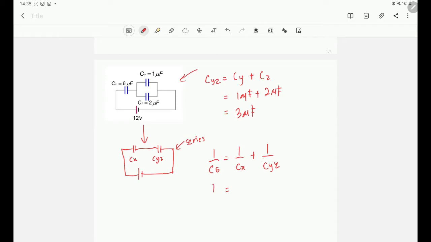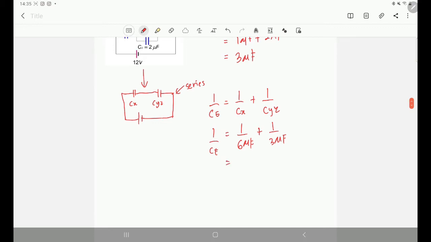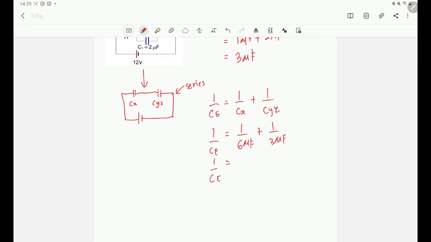Okay, so let's substitute it. So CX is 6 microfarad and CYZ is 3 microfarad. And then press the calculator and you can get 1 over 2 microfarad, and then change it to that to on top and then you get the C effective is equals to 2 microfarad.